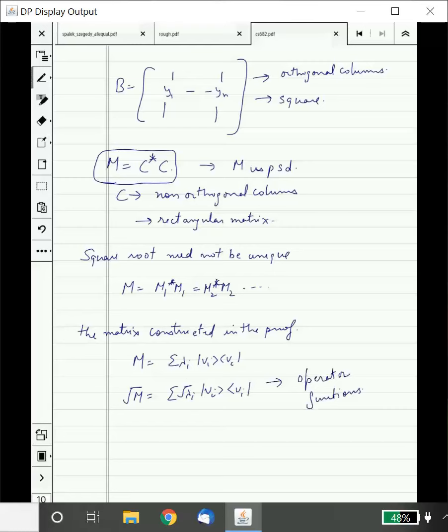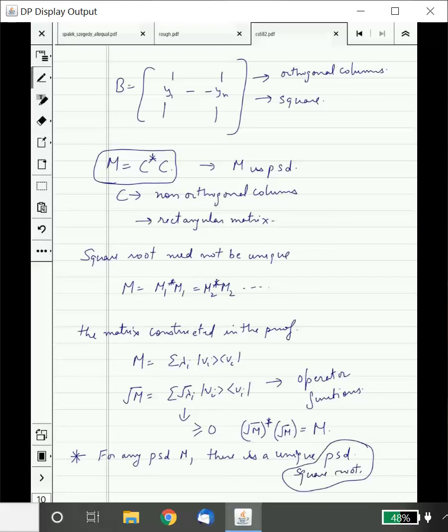In this case, this is going to be in itself a positive semi-definite matrix such that square root M star square root M is going to be M. This you can again very easily verify. And this turns out to be unique. So for any PSD M, there is a unique positive semi-definite square root. And generally when I talk about the square root of M, I mean this unique PSD square root.